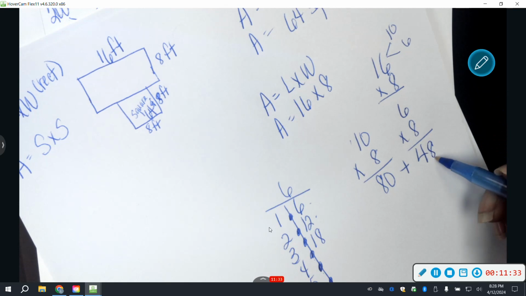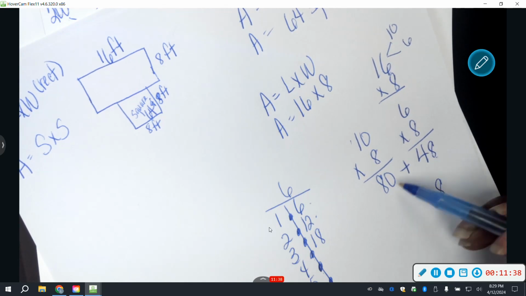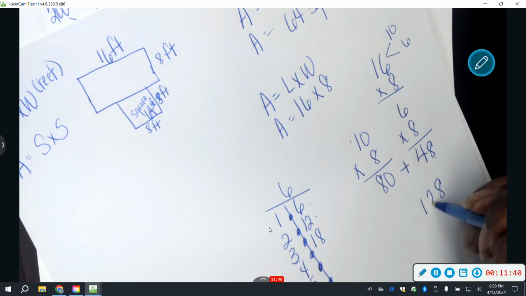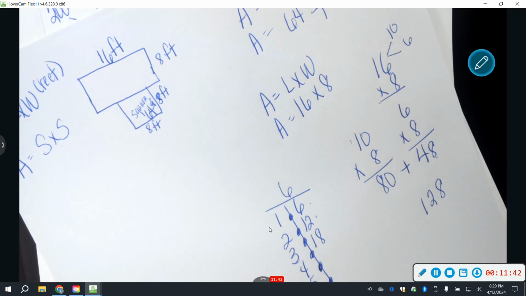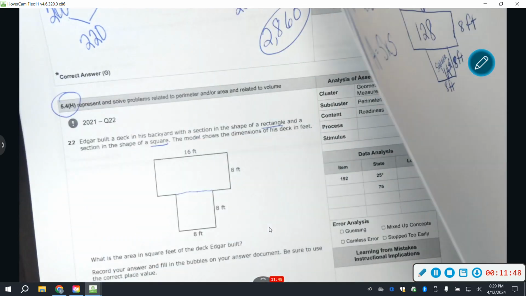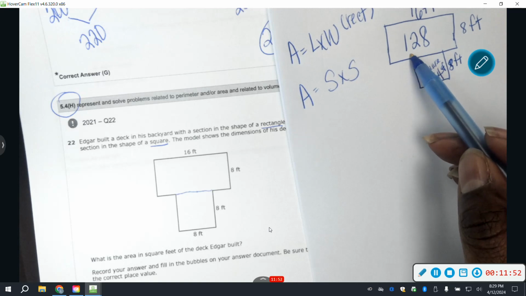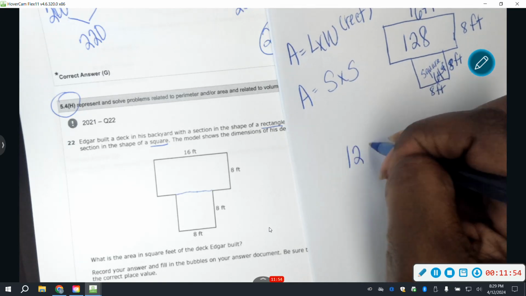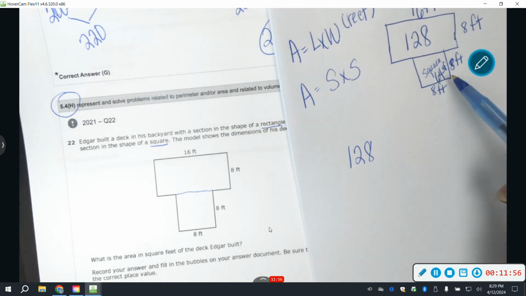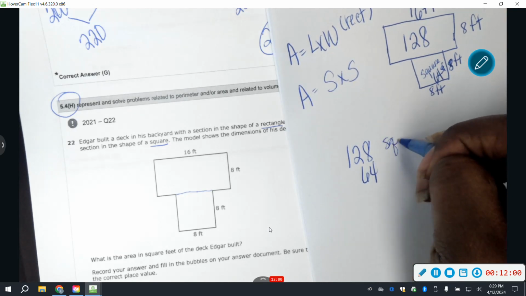So I have 8 ones and 0 ones. That's going to give me 8 ones. And then 4 tens and 8 tens. That's going to give me 12 tens or 128. Okay. Now this part is 128. Are we done? No, not at all. So if this part is 128 and this part is 64, both of them are square feet.